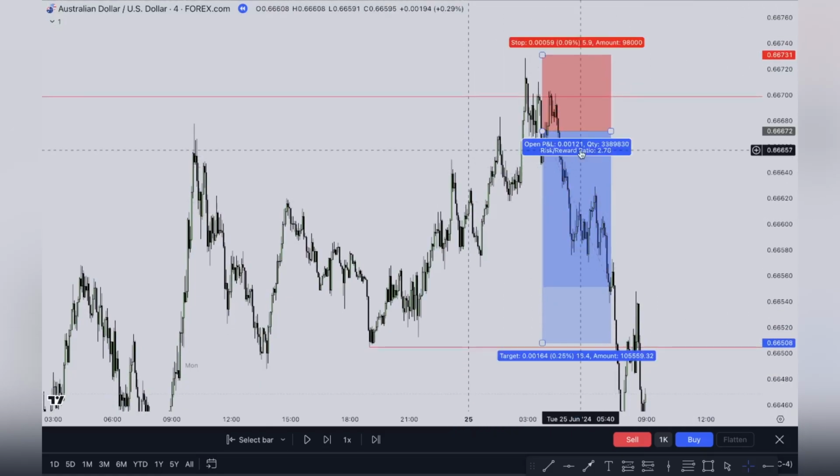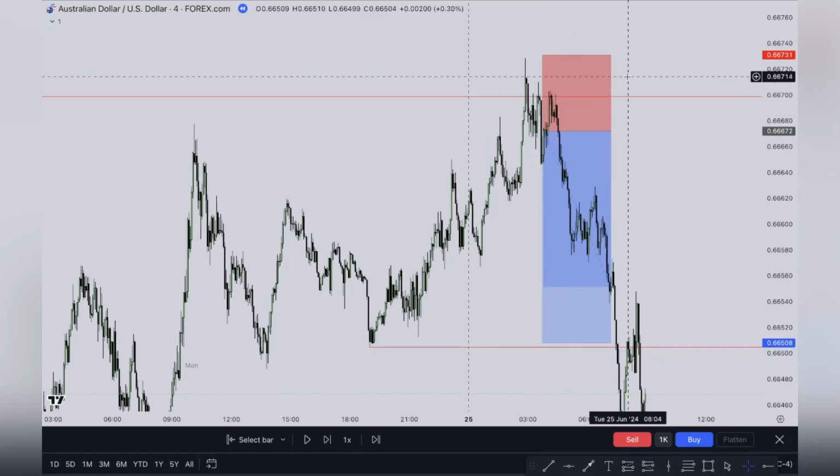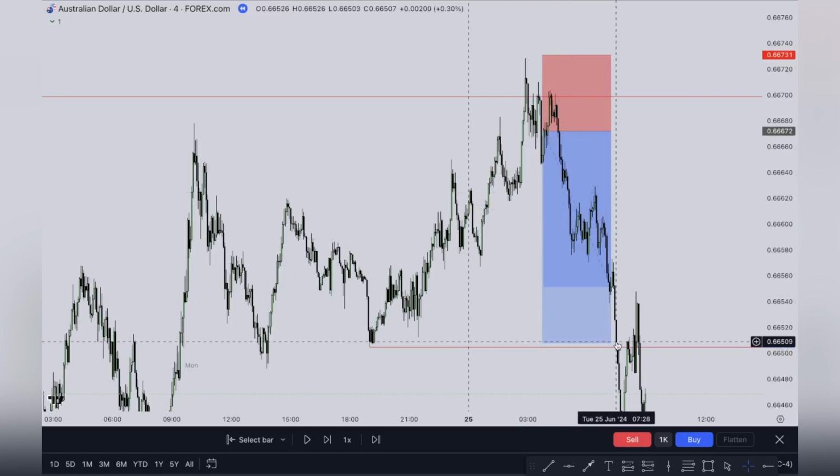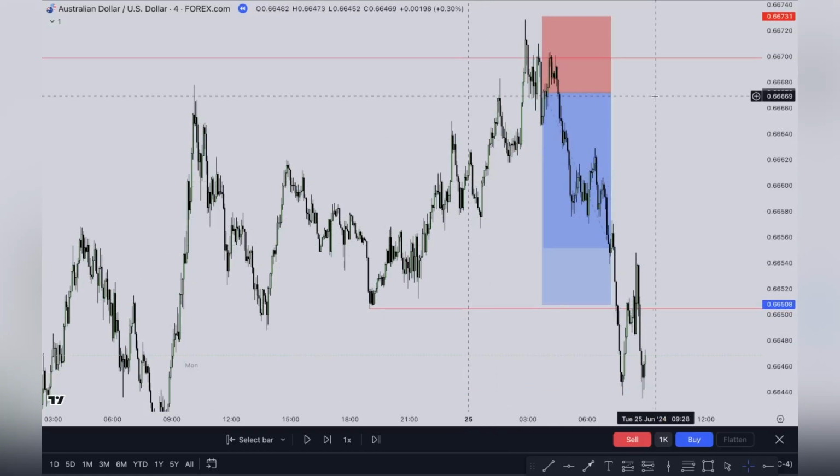And then you can see we do go into a little bit of drawdown. It overshot the imbalance quite a bit, but the trade was still safe. It was still not close to our stop loss, and then we started to break down, and eventually we made our way down to take profit.